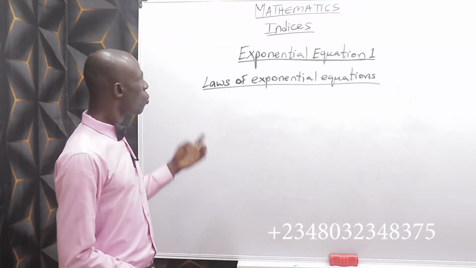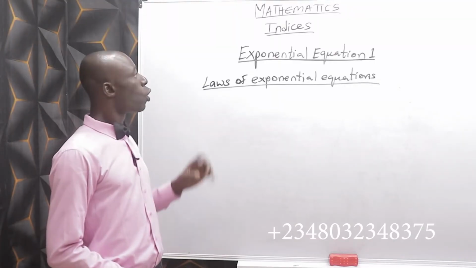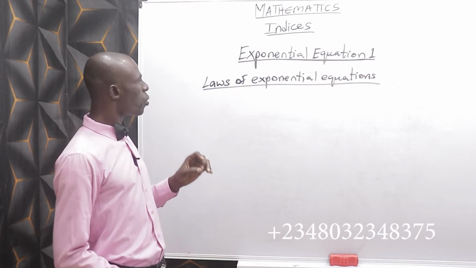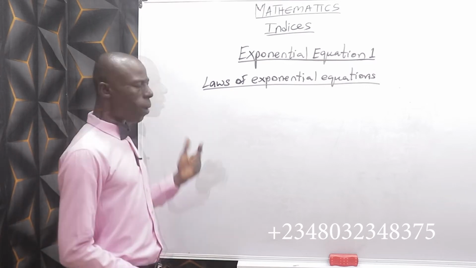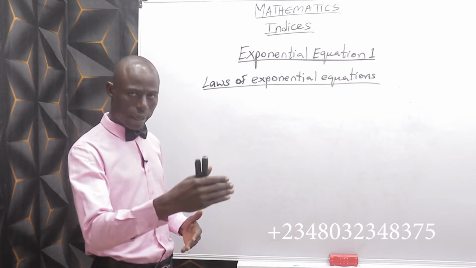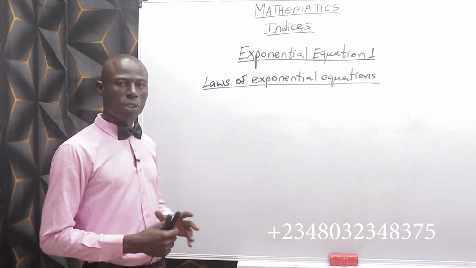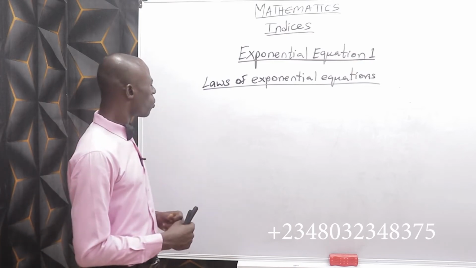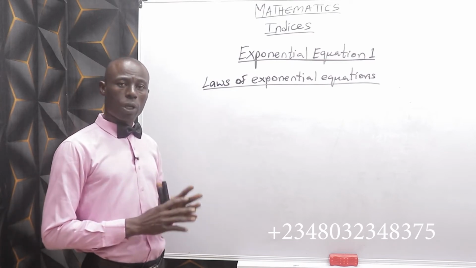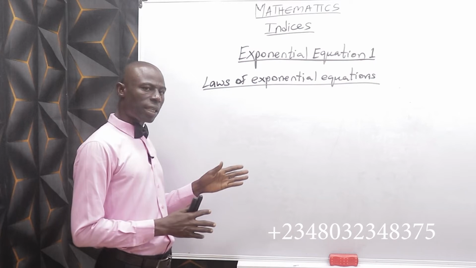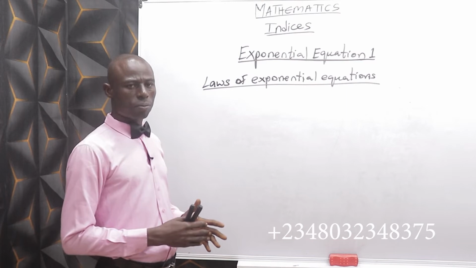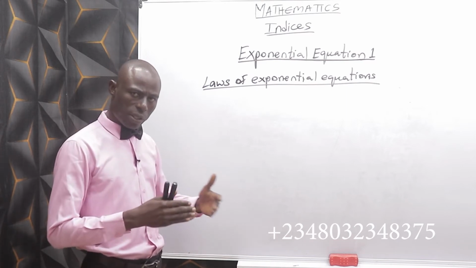Now today, we are moving to the new subtype 2 under the topic indices. We want to explore the world of exponential equation 1. Why do I call it 1? After this, we still move a bit higher under exponential equation. That's why I call it 1. Now, laws of exponential equations are what we are going to address first in learning how to approach indical equation. That is the equation in indices form.